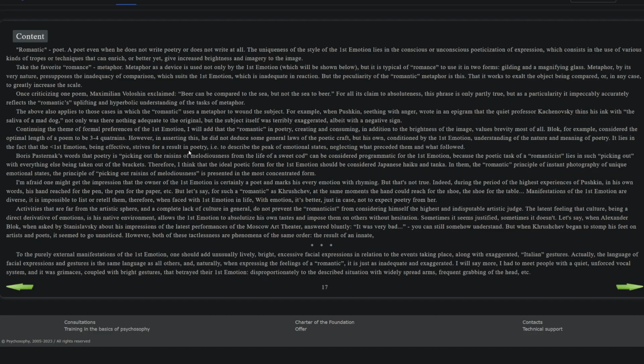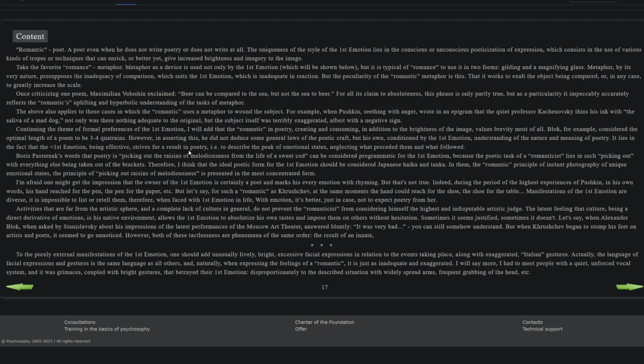Let's say when Alexander Blok, when asked by Stanislavski about his impressions of the latest performances of the Moscow Art Theater, answered bluntly, "It was very bad." You can still somehow understand. But when Khrushchev began to stomp his feet on artists and poets, it seems to go unnoticed. However, both of these tactlessnesses are phenomena of the same order, the result of an innate ... translation cuts off. Unfortunate. But I think we probably get the idea.